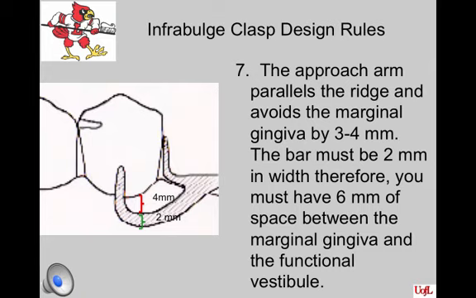Rule number 7, the approach arm parallels the ridge and avoids the marginal gingiva by 4 millimeters. The arm is a minimum of 2 millimeters. Therefore, you need 6 millimeters of space between the marginal gingiva and the depth of the vestibule.